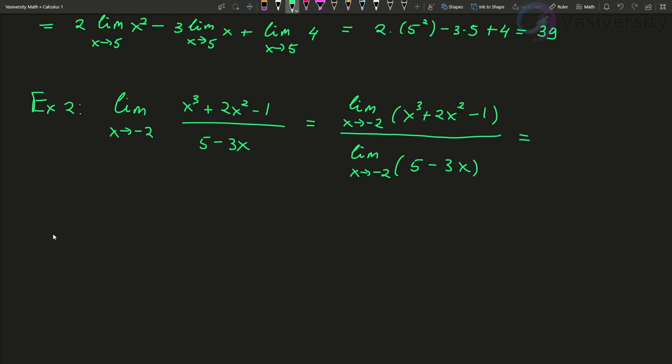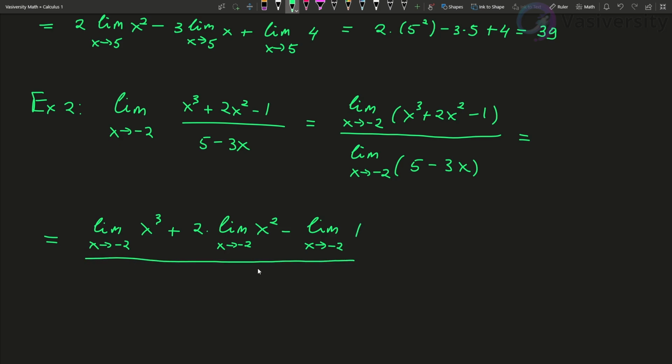Now by using the first 3 laws, we're going to have the limit as x approaches -2 of x cubed, plus 2 times the limit as x approaches -2 of x squared, minus the limit as x approaches -2 of 1, divided by the limit as x approaches -2 of 5, minus 3 times the limit as x approaches -2 of x.